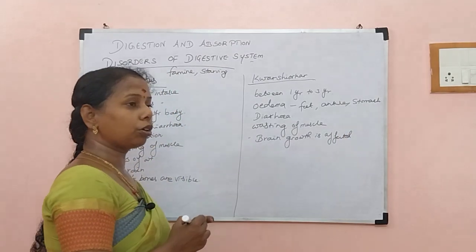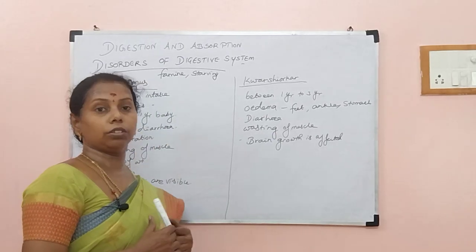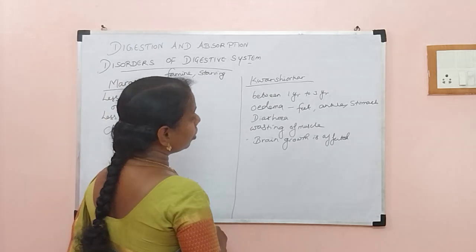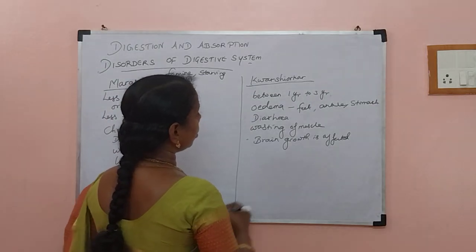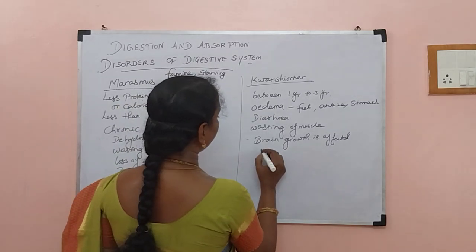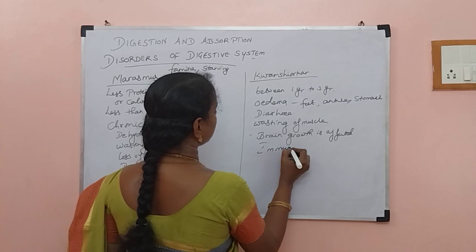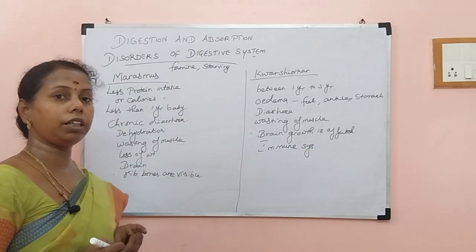But with these children, you can't say they are voracious feeders. They won't eat too much. They are not voracious feeders, and they have an immunity challenge also. So the immune system is under challenge. These are the symptoms we can find in Kwashiorkor.